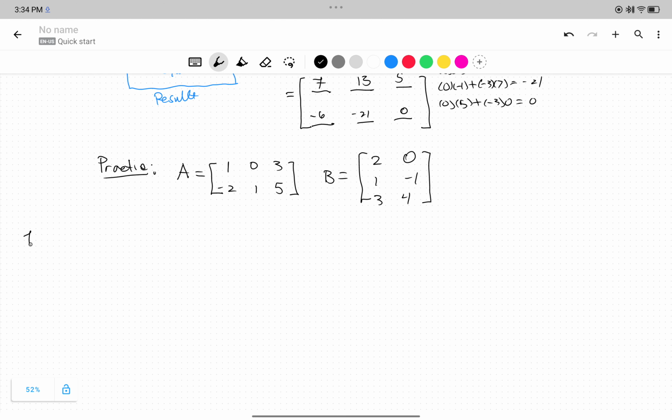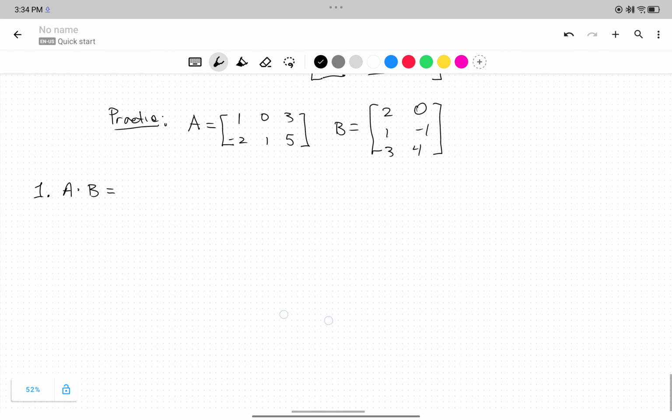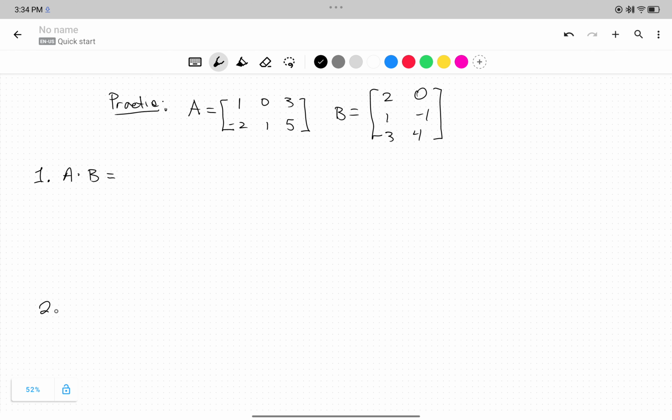Okay, number 1, multiply A times B. Number 2, multiply B times A. Now you might be thinking, well, isn't it really the same thing? Well, if we were talking about regular numbers, not a matrix, so I'll put it over here on the side for you: 2 times 3, yep, that's 6. 3 times 2, yep, that's 6.